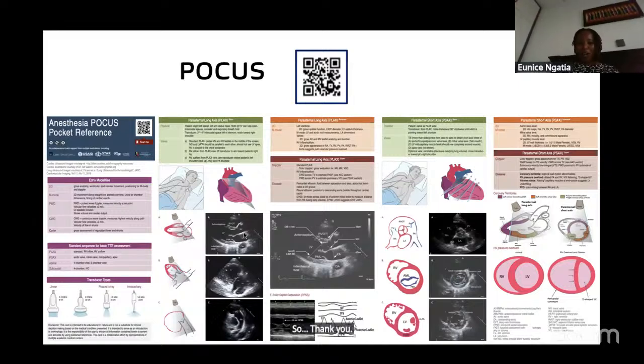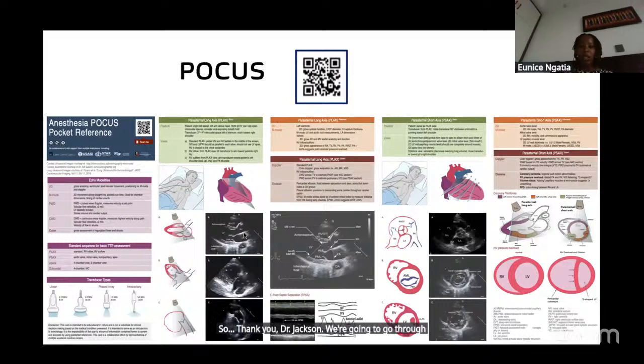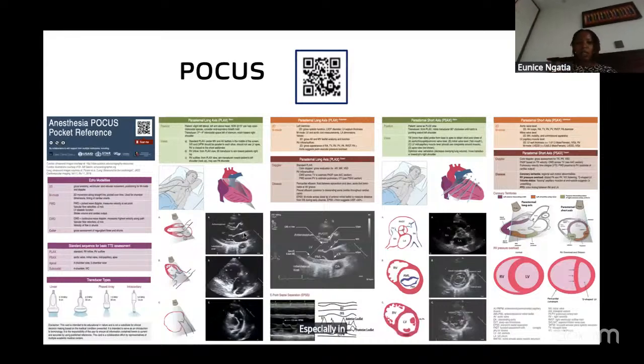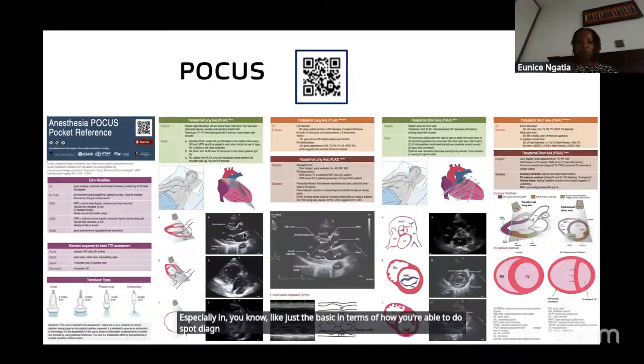We're going to go through point of care focused ultrasound, especially the basics in terms of how you're able to do spot diagnosis, and easy ways in which you can manipulate a cardiac probe even without so much experience. There are a few things that you can pick up.